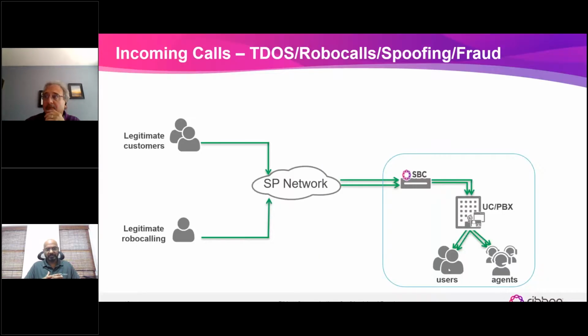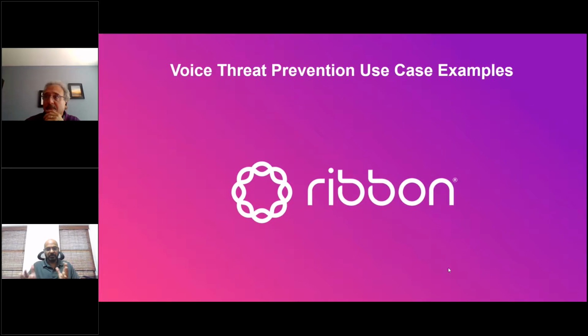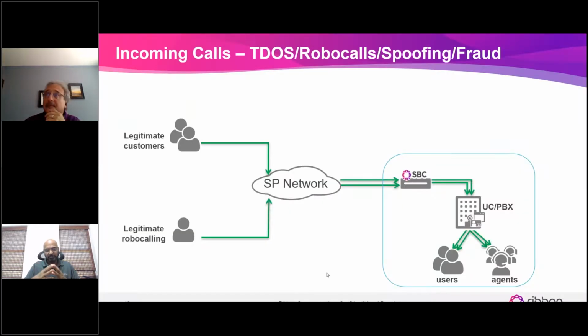Okay, so now let's look at some of the use cases. We'll talk about a use case on the inbound side, when calls are made to the enterprise, and then we'll look at an example of an outbound call, when calls are being made out to the SIP trunking provider. So first, the inbound use case.